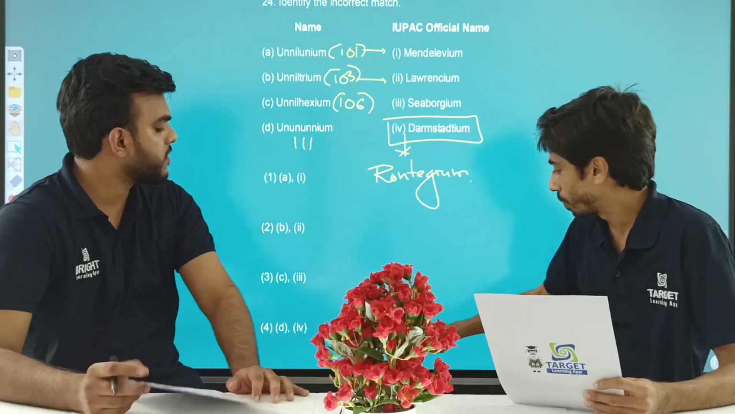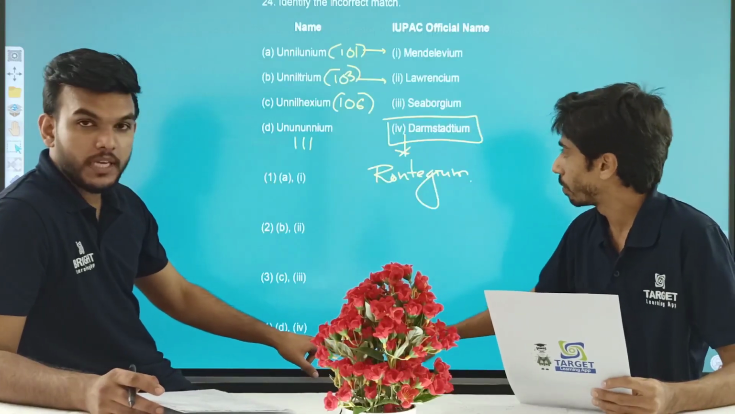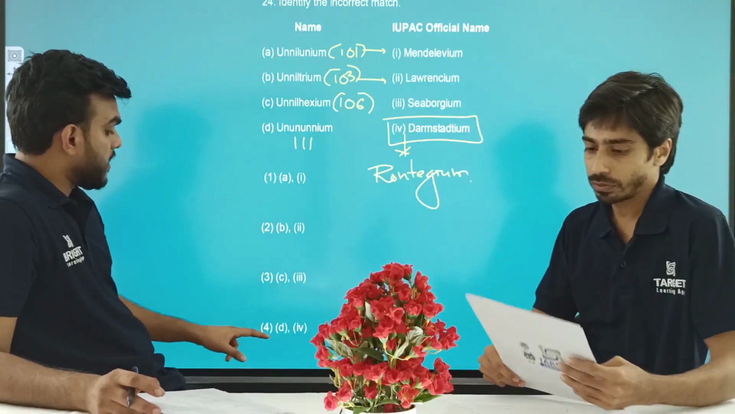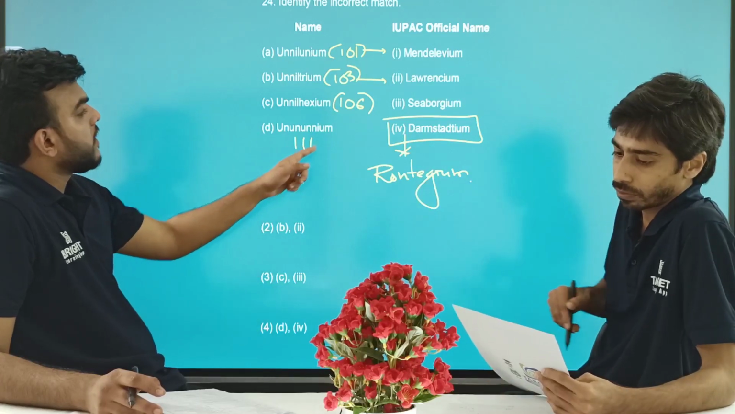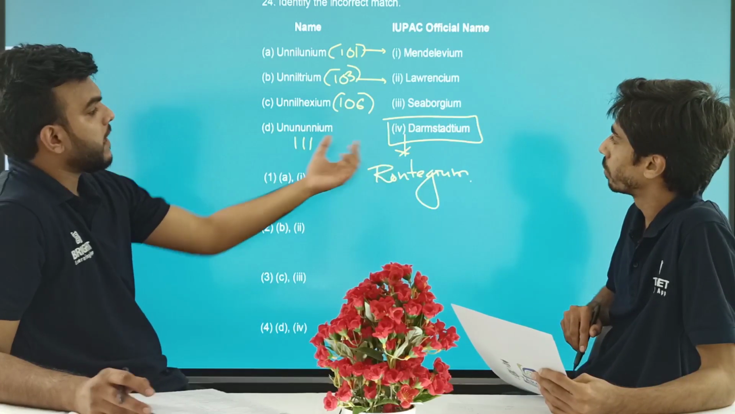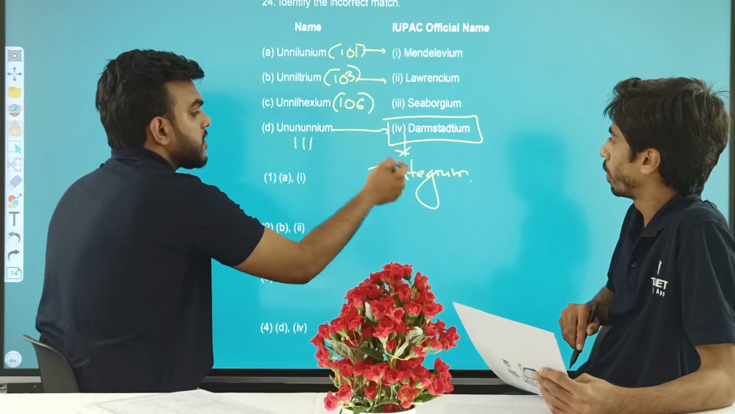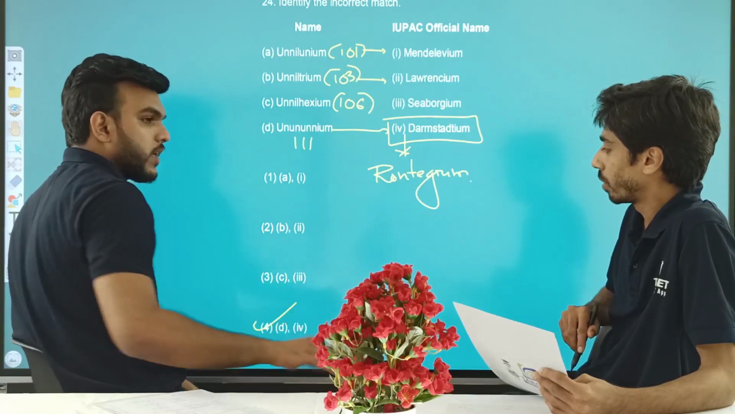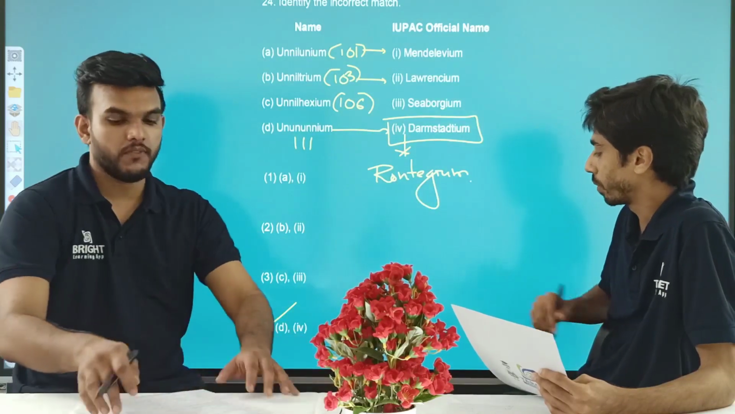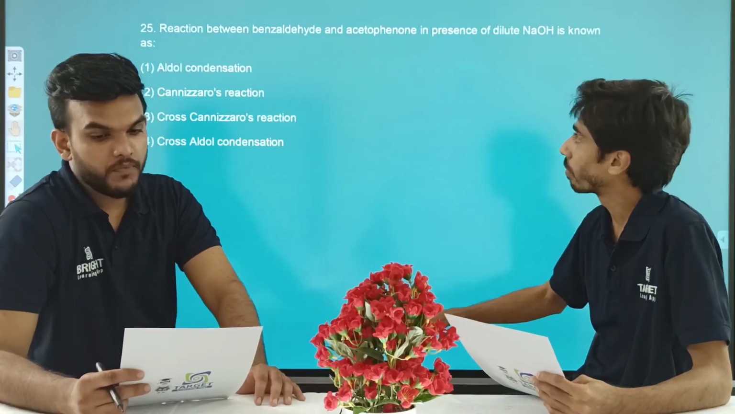We'll move to the next question. What will be the answer for that question? We can say it is the fourth one, option D, that is the incorrect statement. This is not Darmstadtium, it is actually Roentgenium. So the fourth one is the wrong option. Okay, fine. We can go through the next one.